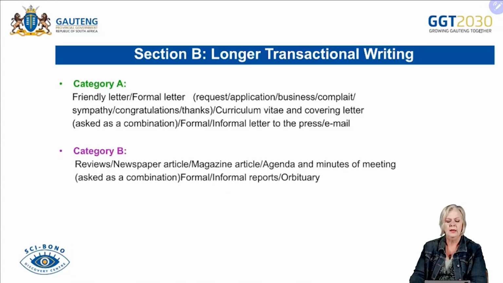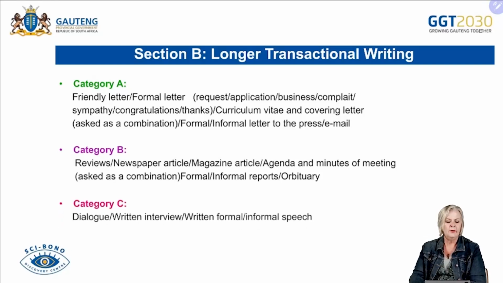In category B, you might get a review, a newspaper article, magazine article, an agenda and minutes of meeting, yet again a combination of the two. So if you do select this question, you will have to write an agenda for a meeting as well as the minutes of meeting held during the meeting. Then formal, informal reports, and then also an obituary. In category C, you might see a dialogue, a written interview, a written or formal or informal speech.